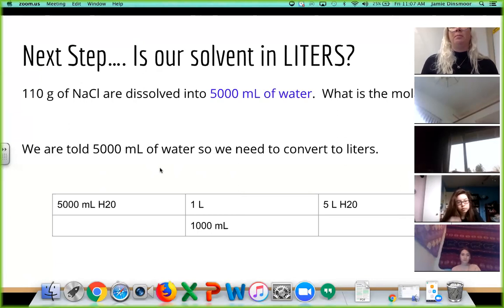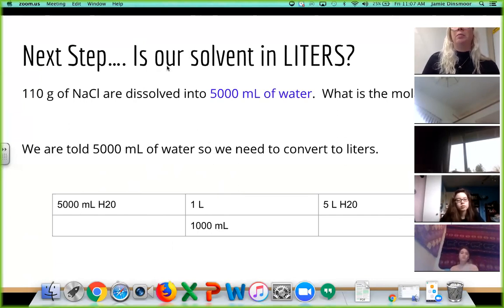So we need to convert milliliters to liters, right? If you know the decimal moving shortcut, that's great. If you don't, you can use a stoichiometry setup here to figure this out. We're starting with 5,000 milliliters of water. We know that 1 liter has 1,000 milliliters, right?